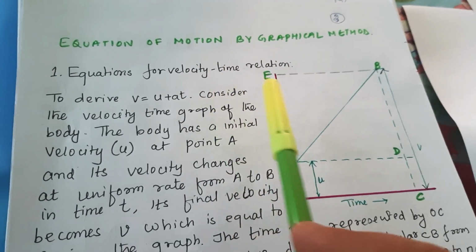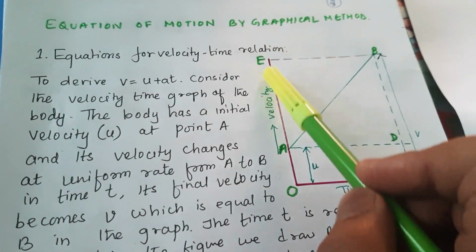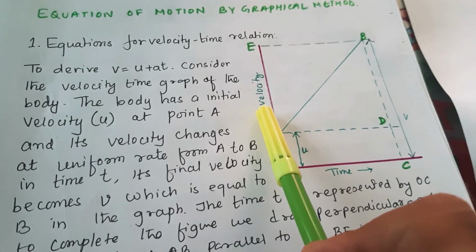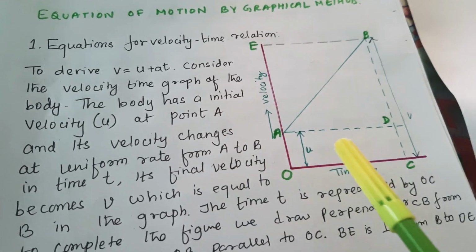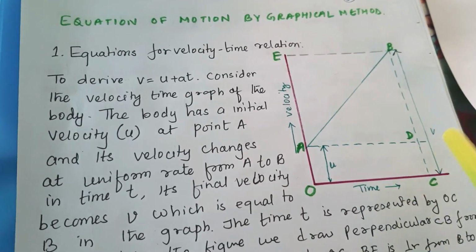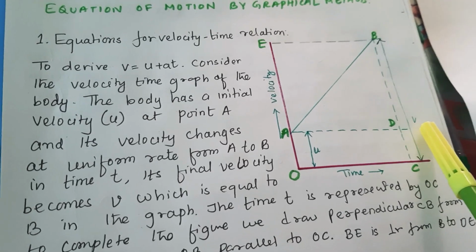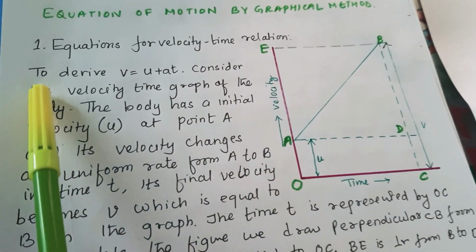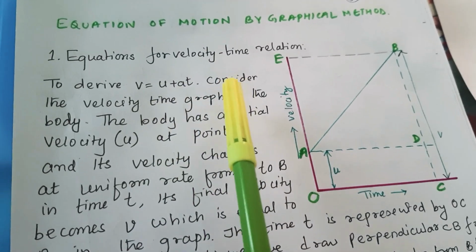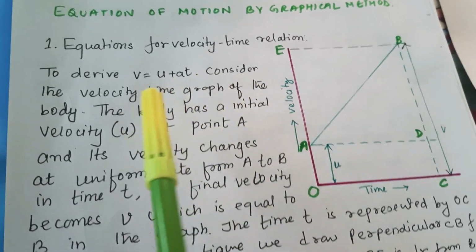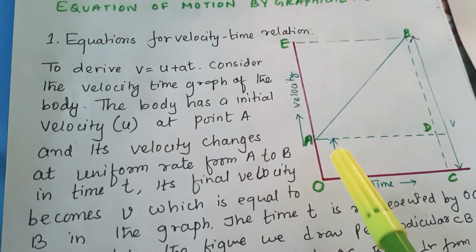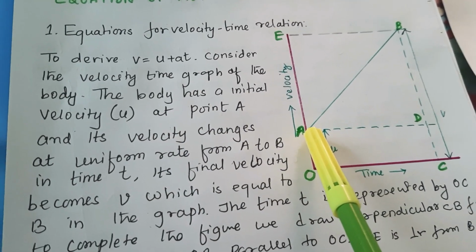To understand that, first let us consider this graph where on the x-axis we have time, on the y-axis we have velocity, and here OA is the initial velocity and CB is the final velocity. To derive the first equation, that is v equals u plus at, let us consider the velocity-time graph of the body. The body has an initial velocity u at point A.